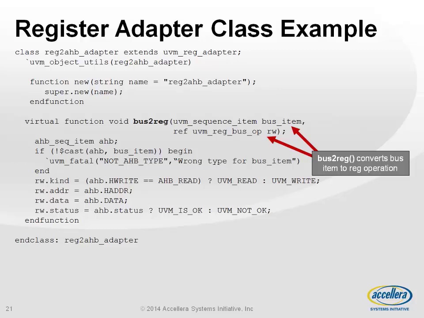One thing about the status field here, you can specify UVM is okay, UVM not okay, and you can also specify UVM has X. So if the value that you get had an X in it, it may be okay, but you want to know about that. So these are the status values that you're going to look at when the register transaction gets finished, and you can operate on it appropriately.